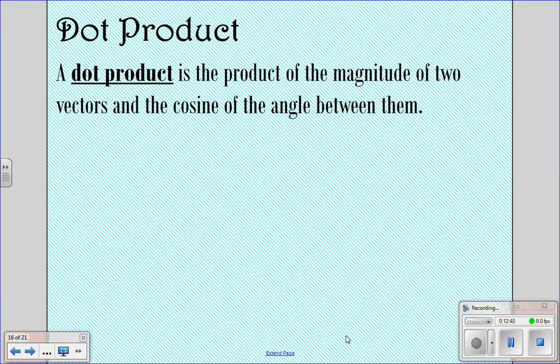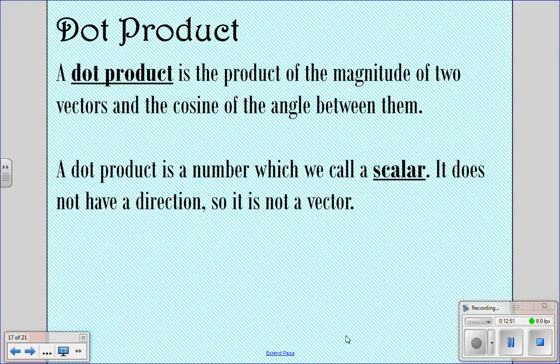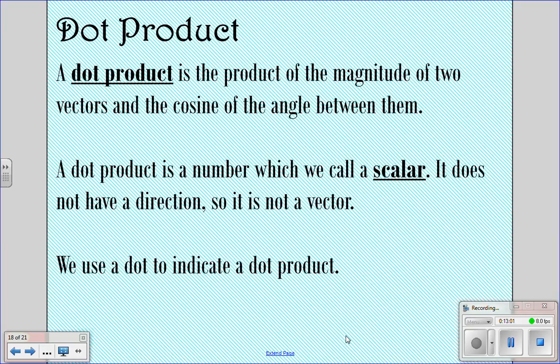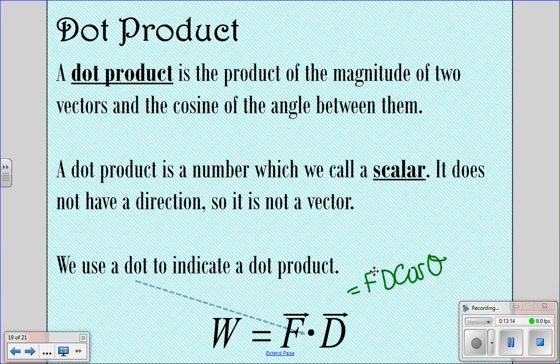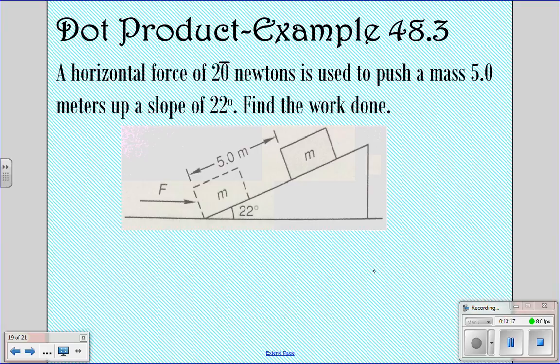The 80 joules of work from the first one is not a vector because it has no direction. Same thing with the second one. A dot product is going to be a number that we call a scalar. It does not have a direction, so it is not a vector. And we use a dot to indicate that it is a dot product. So that little dot right there means that it's a dot product. So if you have F dot d, that means F d cosine of theta. Okay? So let's look at an example.